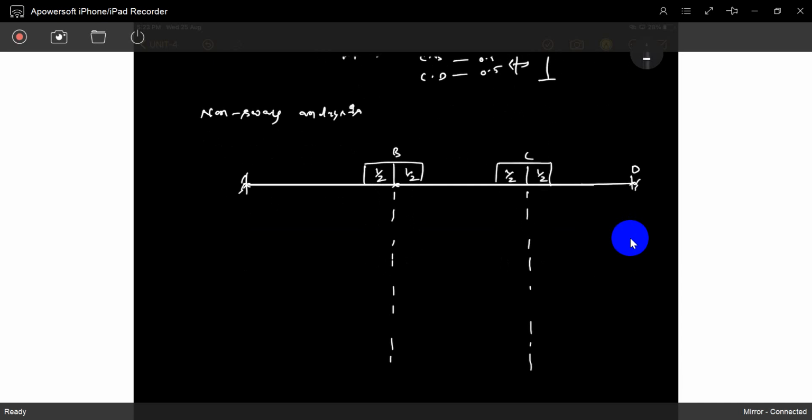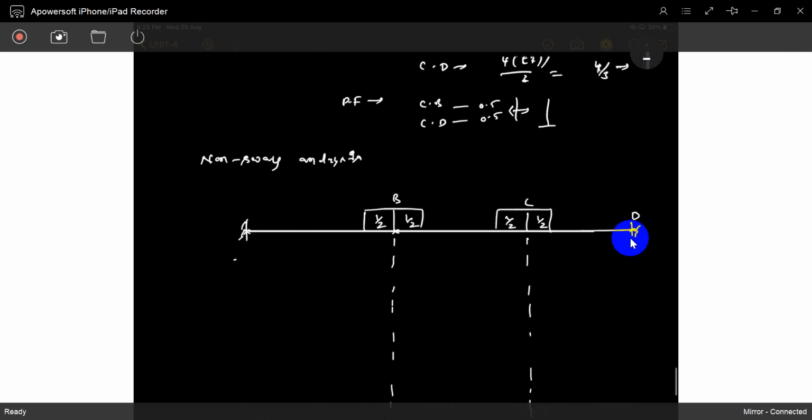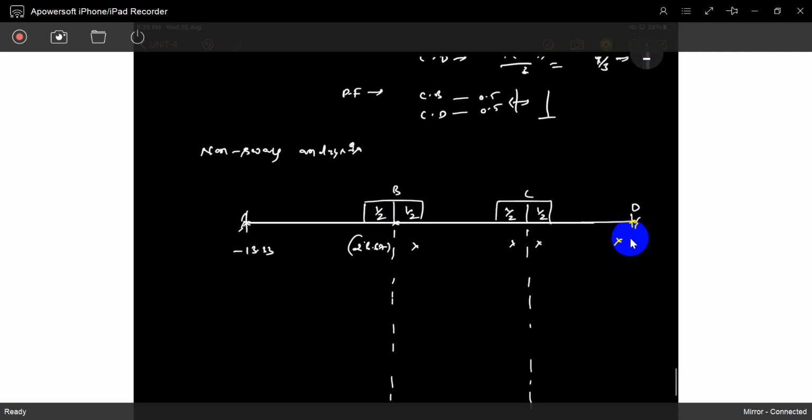So what are the fixed moments? Only for AB and BA. What is that value? 13.33, and this value is 26.67. The others are 0, 0, 0, 0, so it is somewhat easy. Only 26.67 is there, so we have to settle the joint, equilibrium at the joint. So you have to apply minus 13.34, and here the same, minus 13.34.